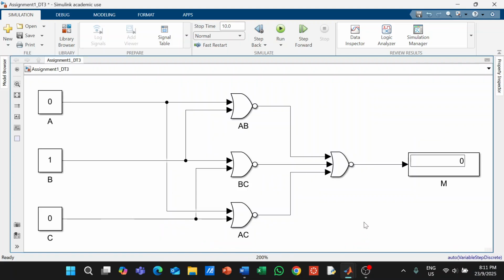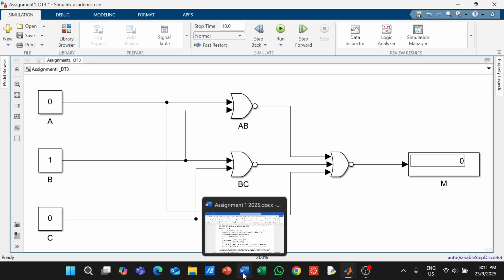For design task 3, we are required to build a circuit which receives 3 inputs, A, B, and C. If 2 or more inputs are high, then the output should also be high. In this case, 1 will represent high, while 0 will represent low.